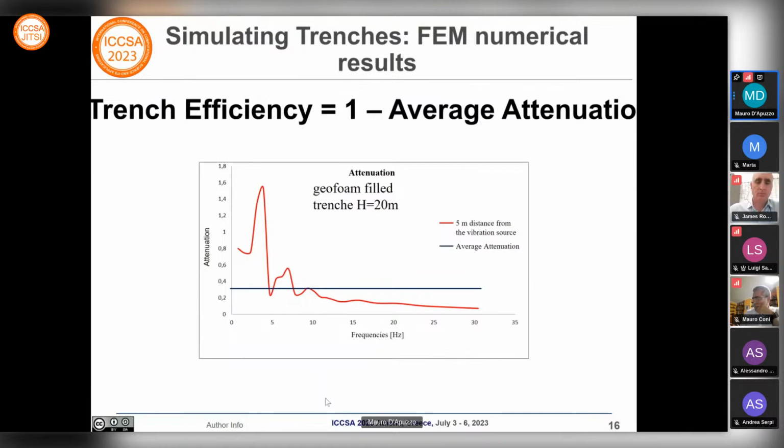Then we introduce a unique performance parameter that we evaluate as the trench efficiency, that is evaluated by means of the average attenuation over a specific frequency band, from 0 to 30 hertz, where we can have most of the frequency content that can affect the dynamic response of structural members of a typical building.